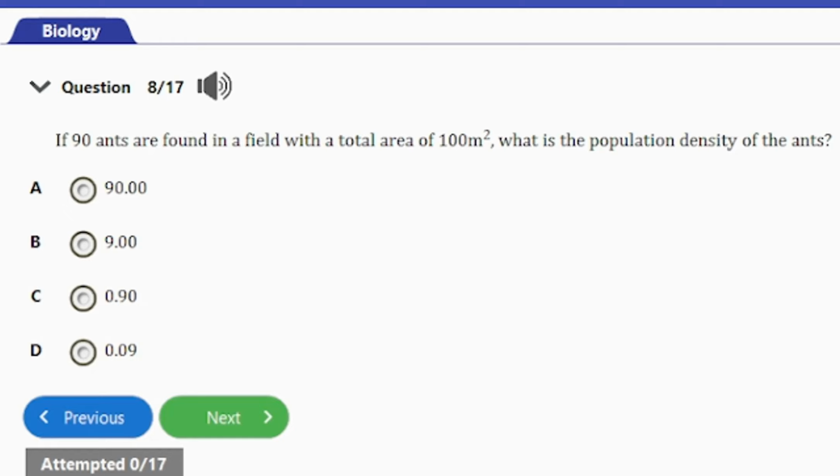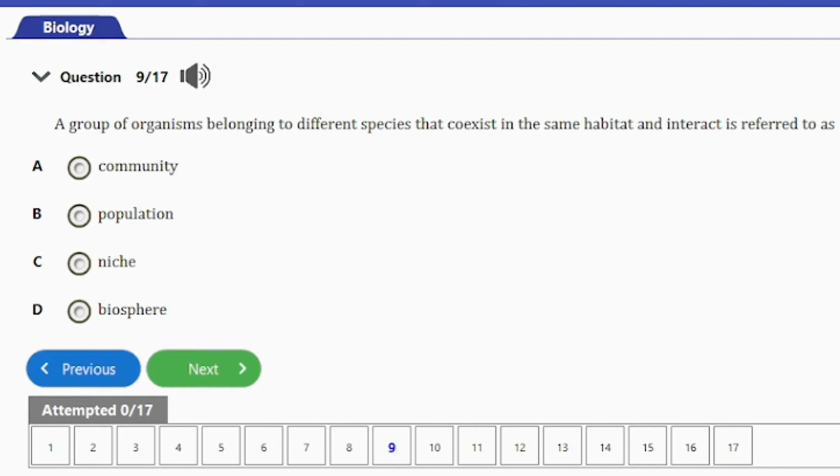Let's consider the next question. Question number 8 here. It says, if 90 ants are found in a field with a total area of 100 square meters, what is the population density of the ants? So 90 ants were found in a field with total area of 100 square meters. So all you just now have to do in order to get the population density here is to divide the number of organisms by the area of land. Here the number of organisms is 90. The area of land here is 100 square meters. So 90/100 will give you 0.90. And guys, option C is the answer to this question.